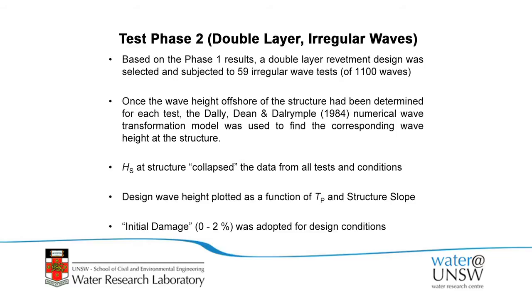And the data looks to be a bit scattered, but we used what's called the Dally, Dean and Dalrymple surf zone model to bring the waves down to what they are at the structure. Once we did that, we got very nicely fit design curves for them. And we plotted the design wave height as a function of the wave period at the structure. We adopted this 0 to 2% initial damage as our design criteria. And that gave us, so we really worked out where we were going.